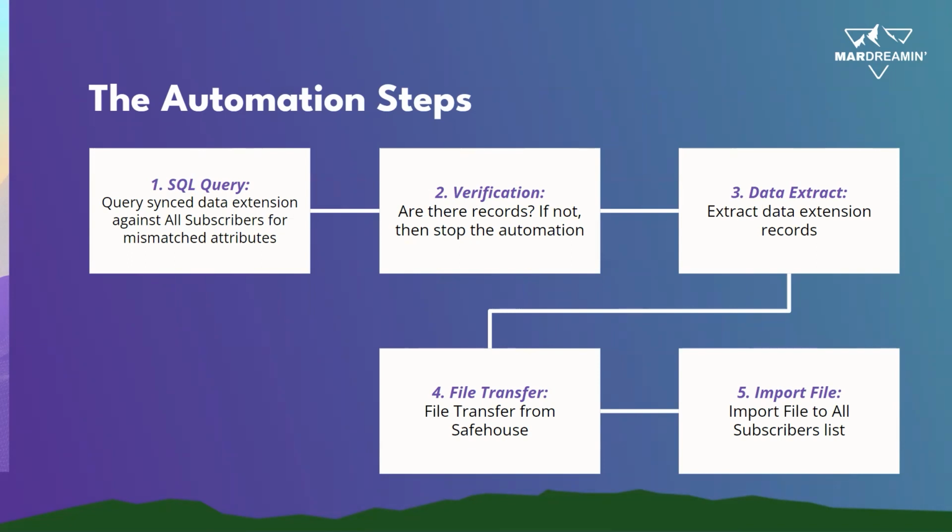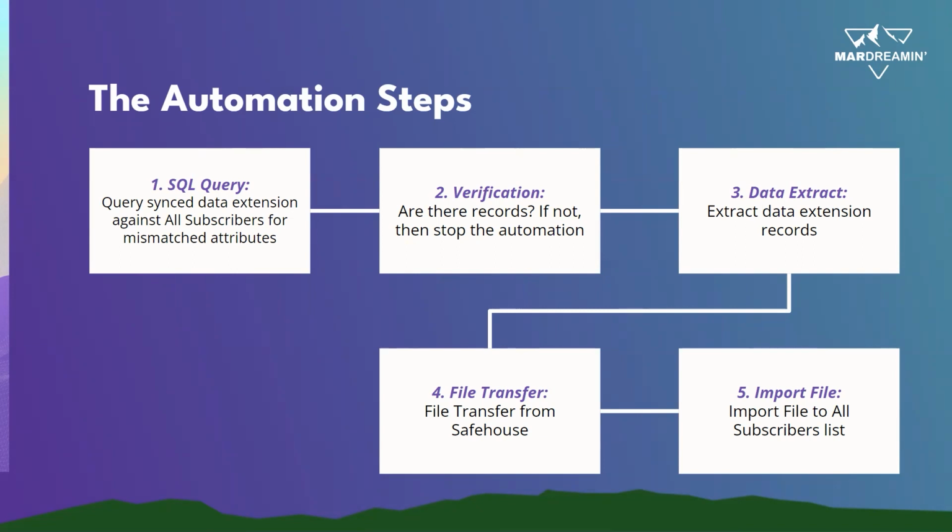The second step of this automation is going to be a verification activity step. The reason why we want to put a verification here is if you don't get any records from step 1, and then you try to perform step 5 of this thing, your import is going to fail and the automation is going to fail. So we create a verification step just to make sure we have records to use from step 1. And if so, then we'll continue on to step 3. If not, we're going to stop the automation in its tracks.